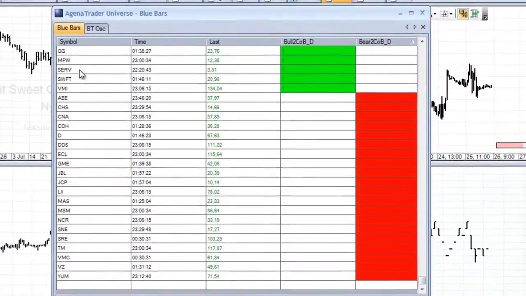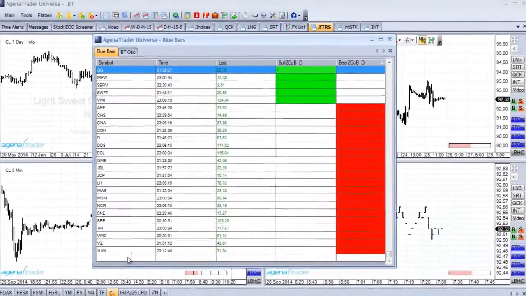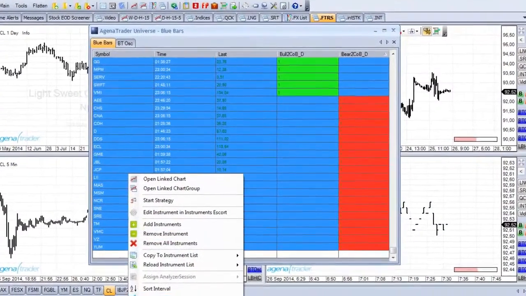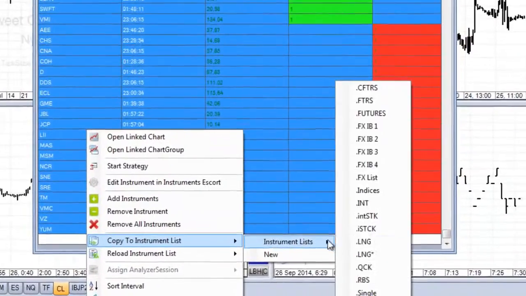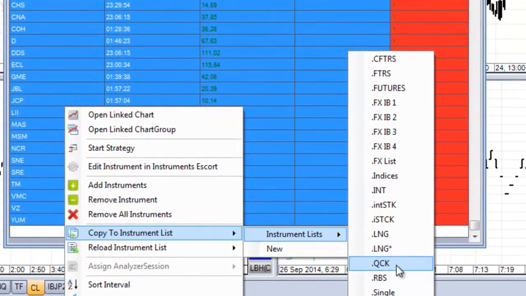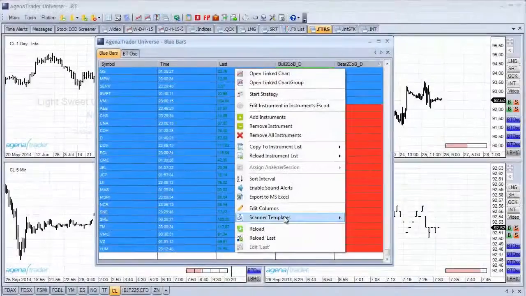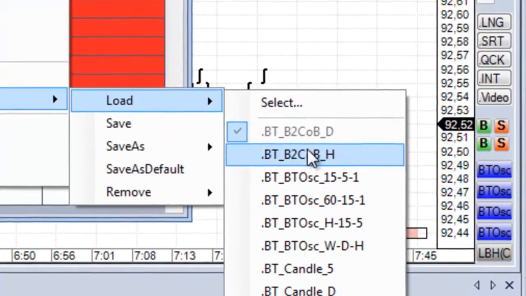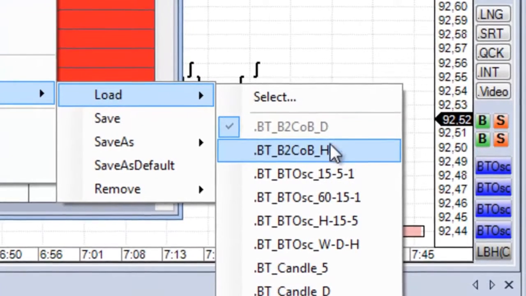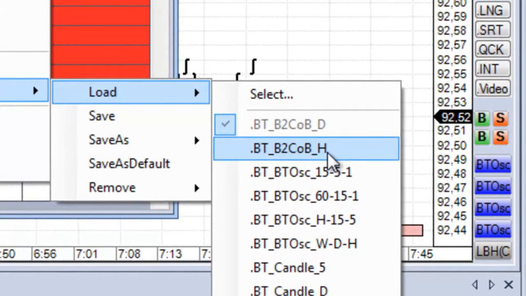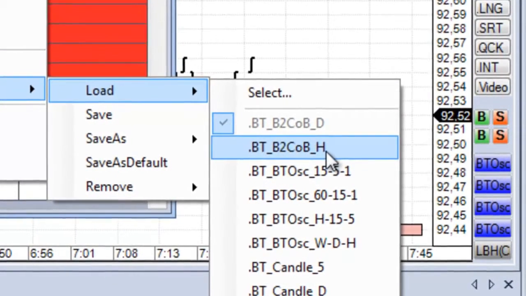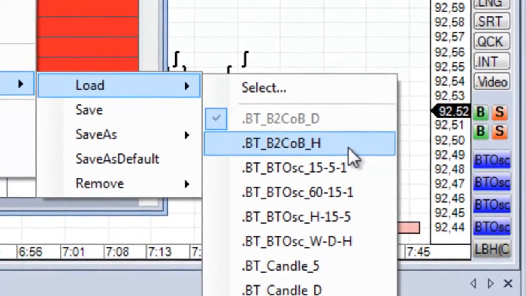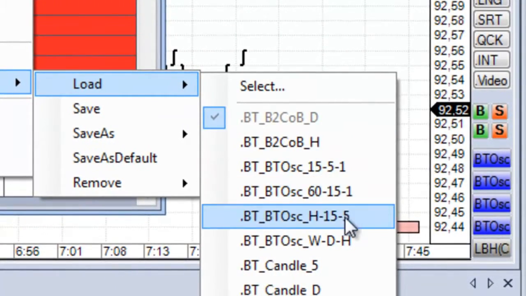So you don't have to scan through everything individually, you can have it all collected together. And just select those that are actually interesting, and then, for example, you can simply transfer these to your quick list. I've added a whole range of scanners, not only on a daily but also on an intraday basis, for the blue bars as well as the BT oscillator. So for short-term and longer-term trades, you can find useful, easily tradable setups.